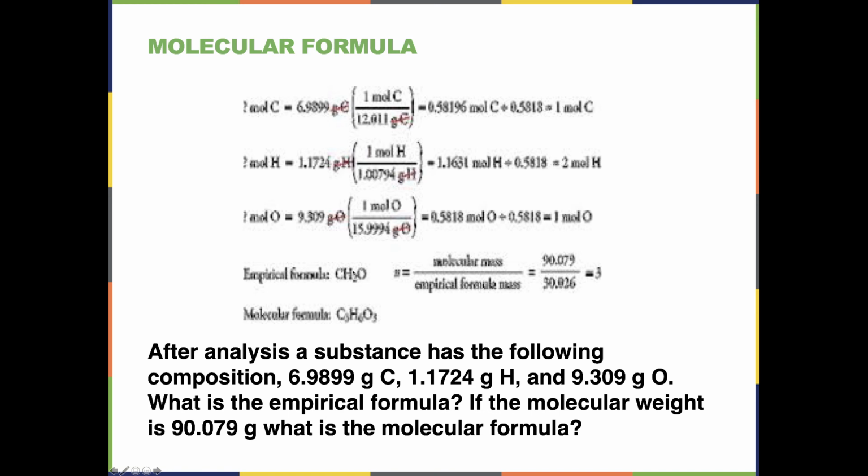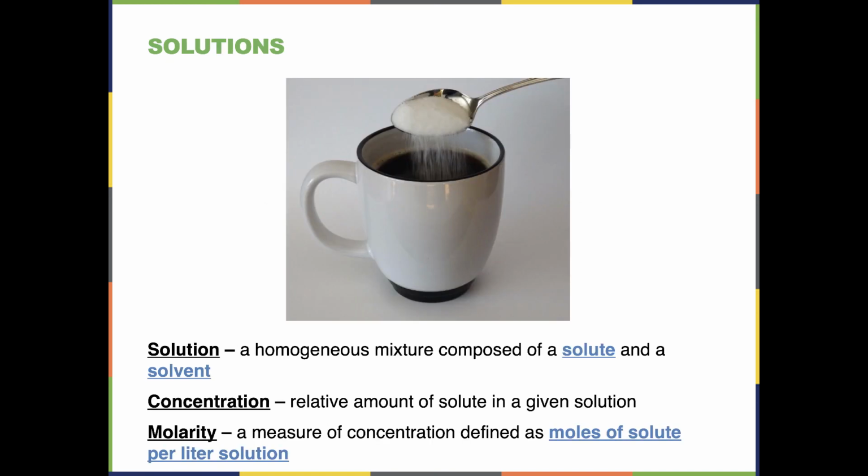Well, this empirical formula results in a mass of 12 plus 2 is 14 plus 16 is 30. So the empirical mass is right here, and you're given the molecular mass is 90.079, so the multiplier is 3. So you take this empirical formula and multiply everything in it by 3. So the molecular formula is C3H6O3.